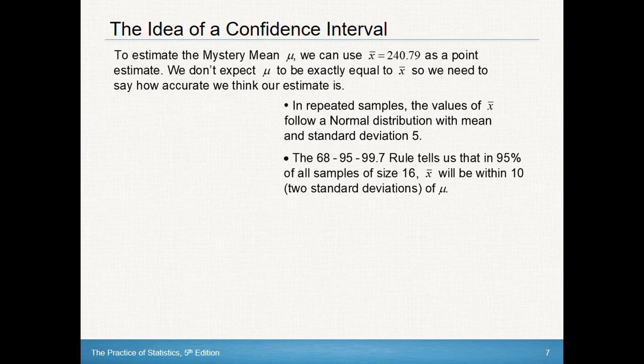So if we want to make sure that the mystery mean is within 2 standard deviations of our distribution, we can multiply the standard deviation by 2 and say, you know what, x bar will be within 10 units of the mystery mean. And if our point estimate is within 10 points of the mystery mean, then the mystery mean must be within 10 points of the point estimate. It's kind of like if I'm standing in front of you, the distance from me to you is the same as the distance from you to me.